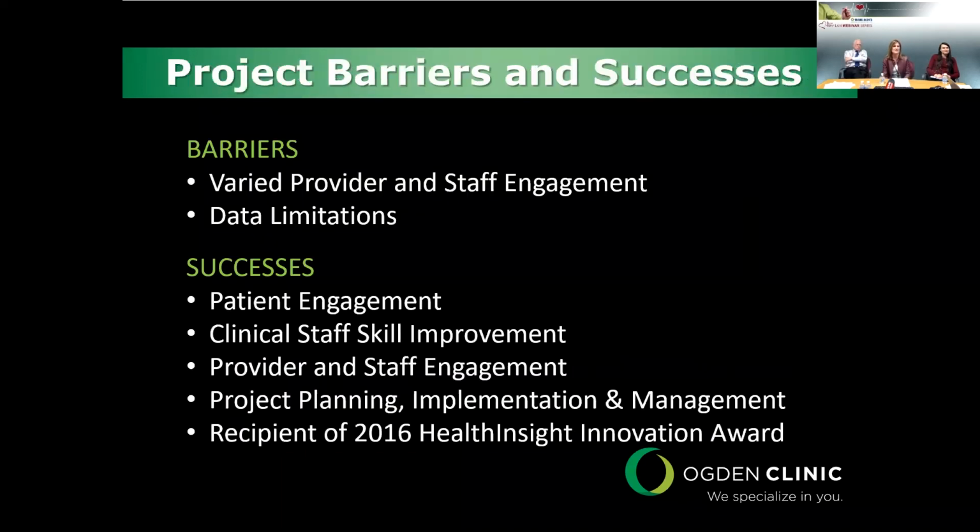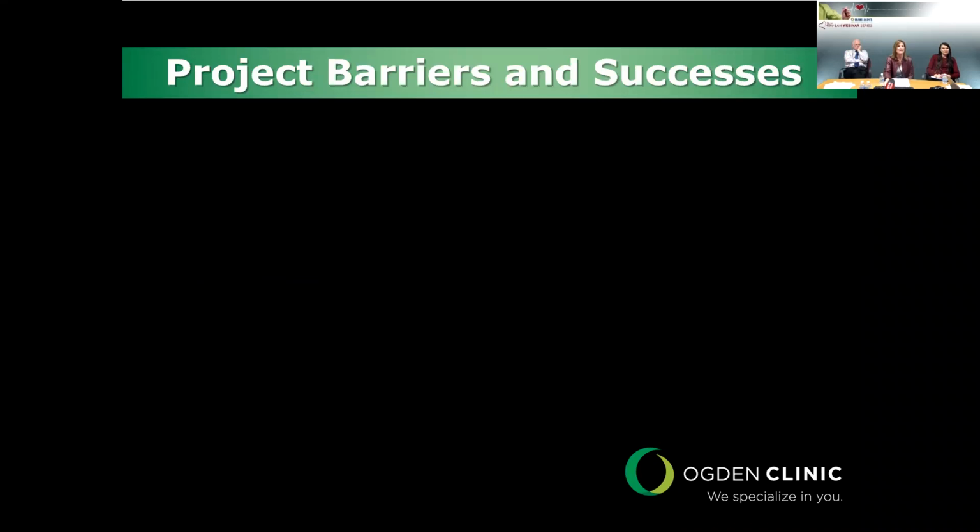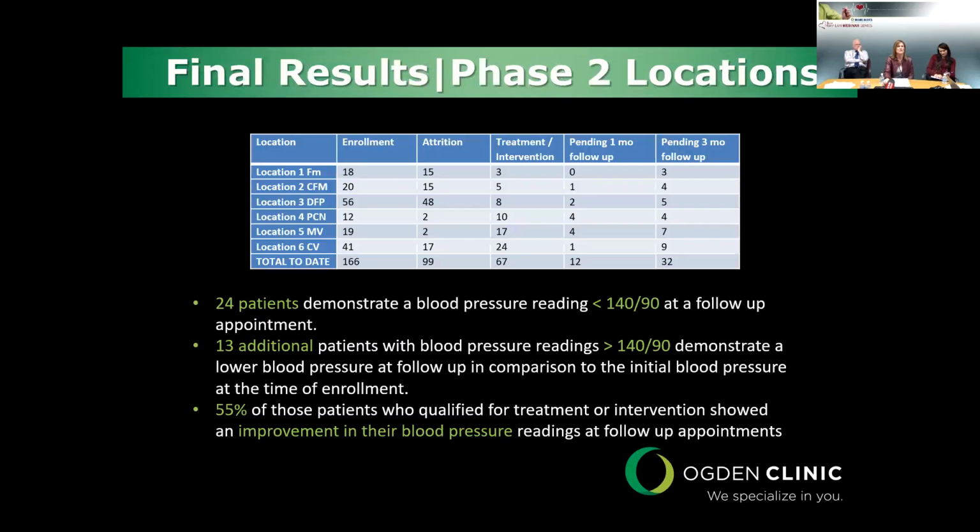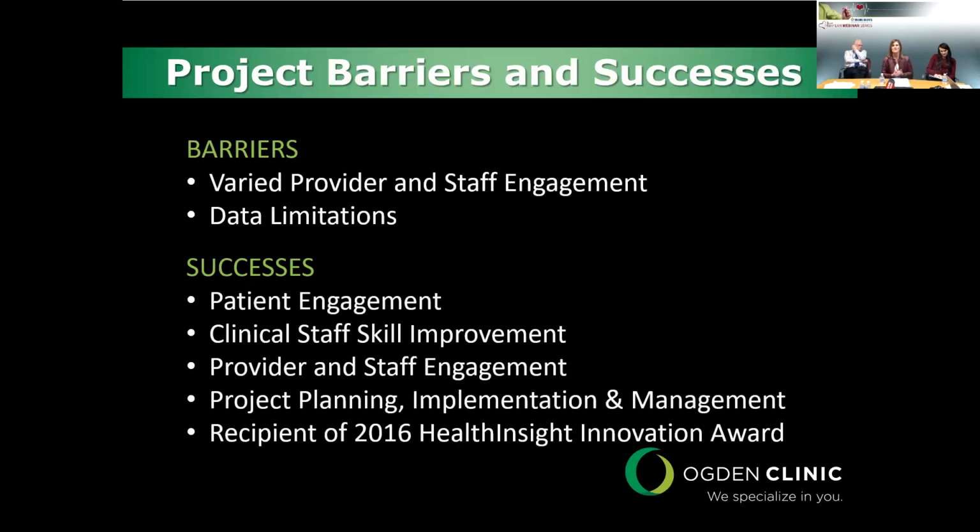The project barriers and successes that we noted: one of the barriers was variable provider and staff engagement across all locations. You may notice from the previous slide, I'll just go back, the third location, location 3, had quite an enrollment, but also quite a level of attrition. That was a location that was very plugged in from the top to the bottom, and they were very anxious to determine whether patients had white coat hypertension versus truly a diagnosis of hypertension.